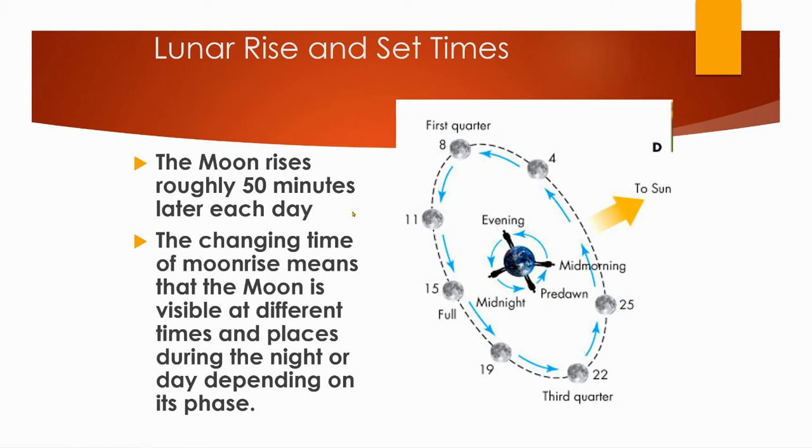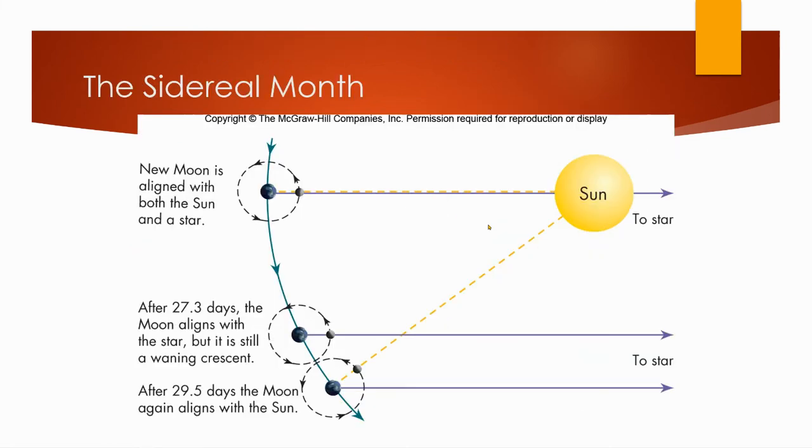So if the moon rises at 8 o'clock, the next night it'll rise at 8:50. The next night, 50 minutes later, 50 minutes later, until it makes a cycle. The changing time of moonrise means that the moon is visible at different times and places during the night or day, depending on its phases. And because of that, rising 50 minutes later each day, that's why sometimes you'll look up in the sky during the daytime and you can see the moon in the sky, and you're thinking, what's the moon doing there? It's just on that 50-minute cycle.